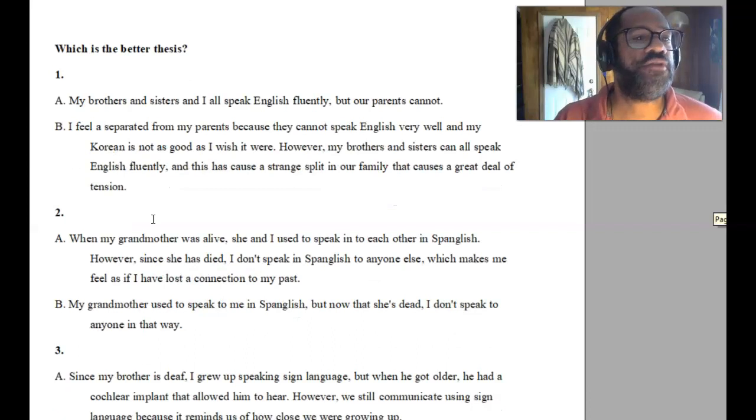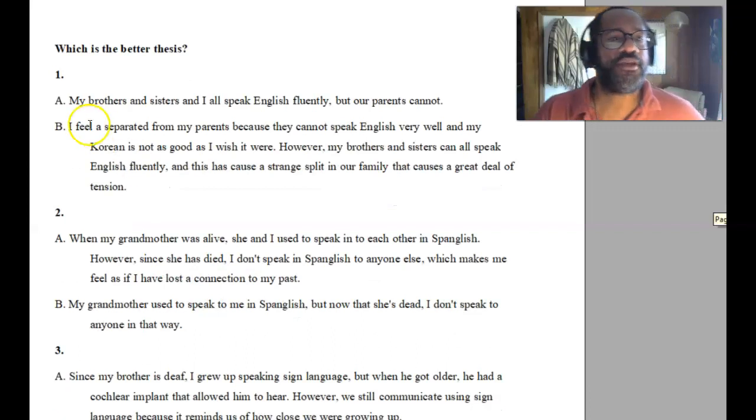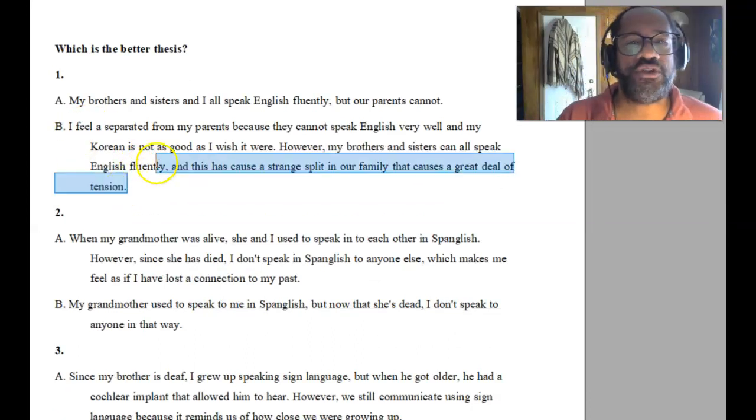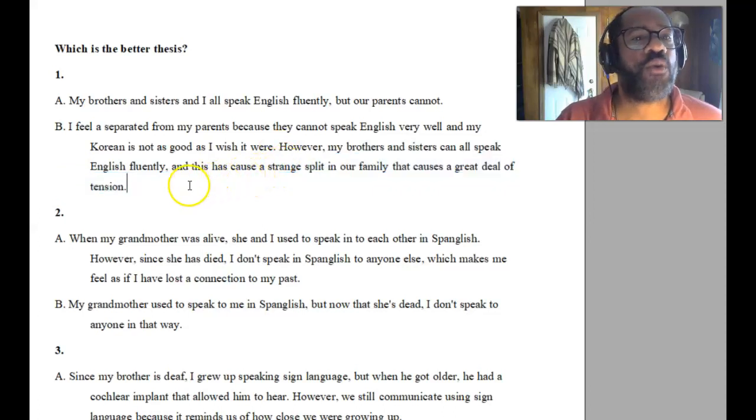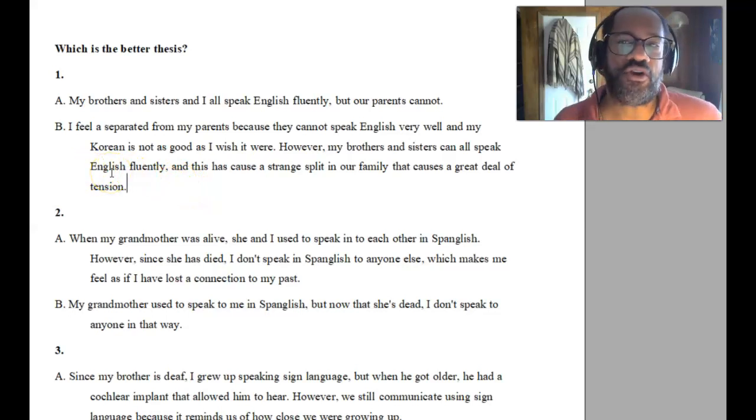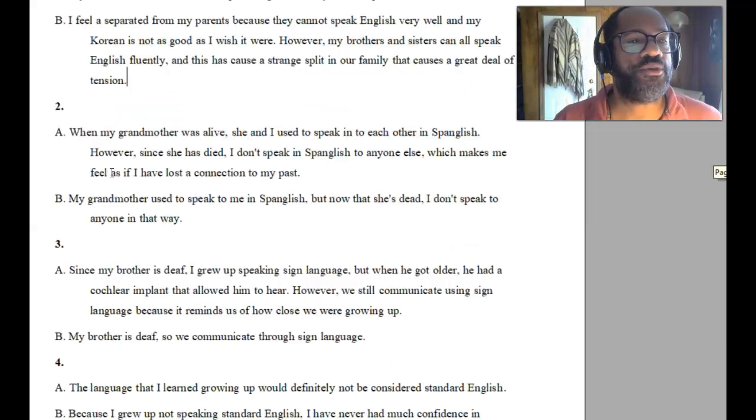Right, hopefully you said that B is better, because you can see how it is going to talk about it. It has caused a strange split, right? It caused a great deal of tension, right? That's what this whole thing feels like. You'll notice that it's longer, but it's not just that it's longer, it's that it's longer and provides this extra information. Let's look at number two.